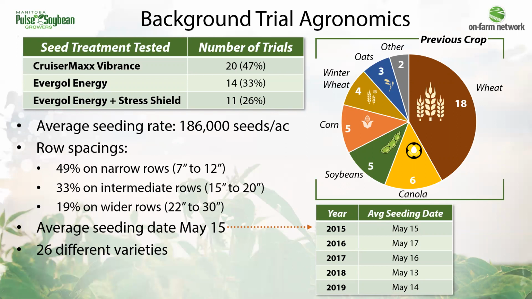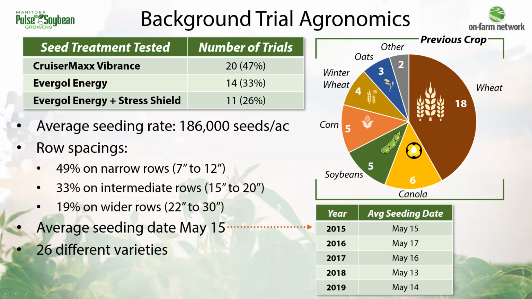The average seeding rate across these trials was about 186,000 seeds per acre. Half of these trials were grown on narrow rows, which are less than 12 inches. A third were grown on 15 to 20 inch rows, and 19% were on rows that were wider than 22 inches. On average, these trials were seeded on May 15th, and the average seeding rate for each year is broken down in this table in the bottom right.